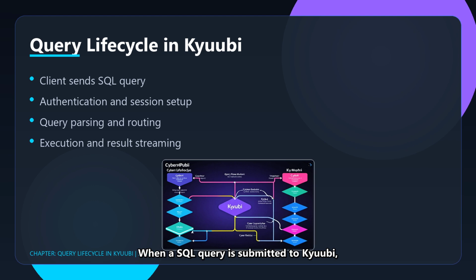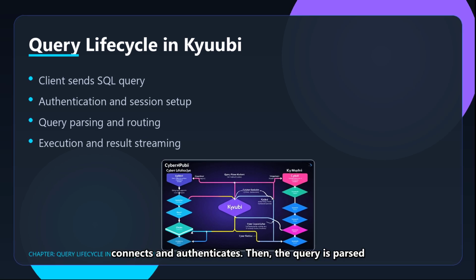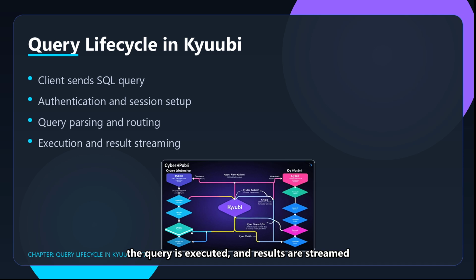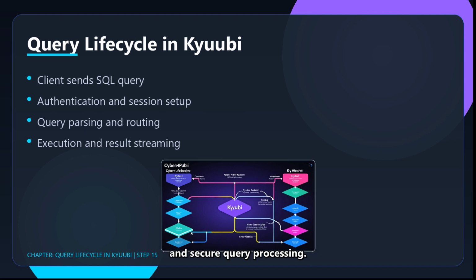When a SQL query is submitted to Kyuubi, it goes through several stages. First, the client connects and authenticates. Then, the query is parsed and routed to the appropriate execution engine. Finally, the query is executed, and results are streamed back to the client. This lifecycle ensures efficient and secure query processing.